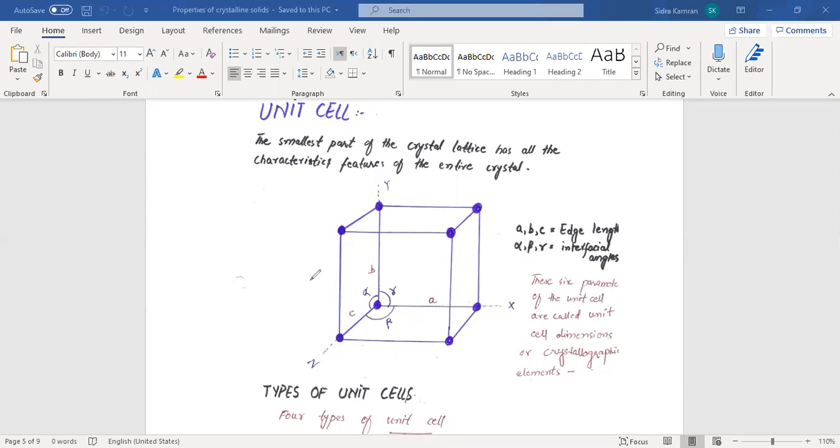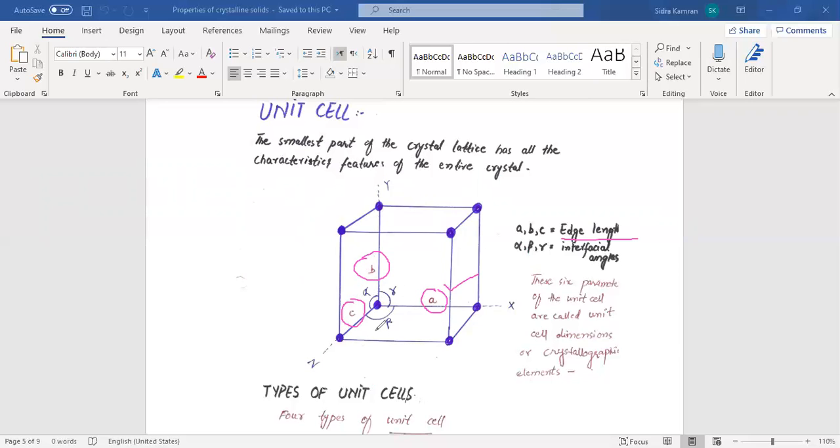Next, there are 3 unit cell lengths, the edge lengths. On the x-axis, the edge length is named A. Remember, you cannot change the names of these lengths. Always name the x-axis as A. These are the edge lengths. The x-axis edge length is named A. The y-axis edge length is named B. The z-axis edge length is named C. You cannot change these names.